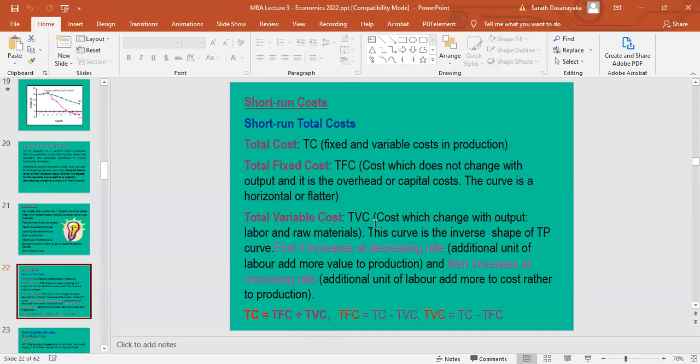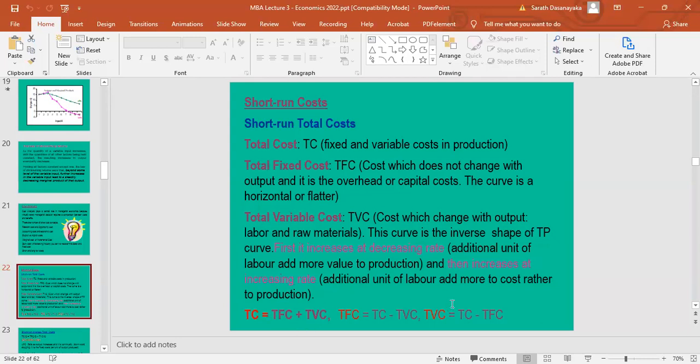And the total variable cost, TVC, we can see costs which change with output, the labor and raw material cost for example. This curve is the inverse shape of the total product curve. The behavior of the total variable cost: first it increases at a decreasing rate. That means the additional unit of labor adds more value to the production, and then it increases at an increasing rate. That means the additional unit of labor adds more to the cost rather than to the production. That is why the total variable cost behaves that way.